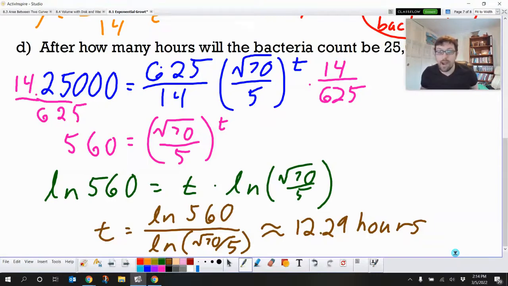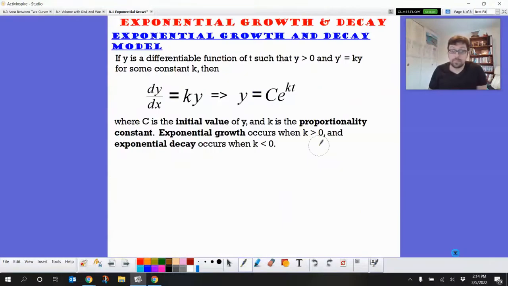All right, so that concludes our exponential growth and decay model. To keep in mind, you might get that dy over dx equals ky, but we can always just quickly convert that, without doing any of the integration, into y equals c e to the kt, C being our initial value and k being our proportionality constant.